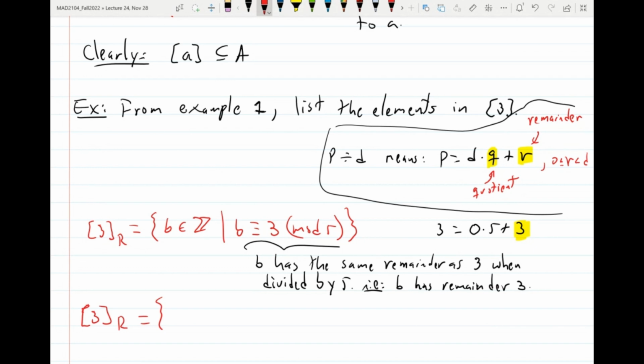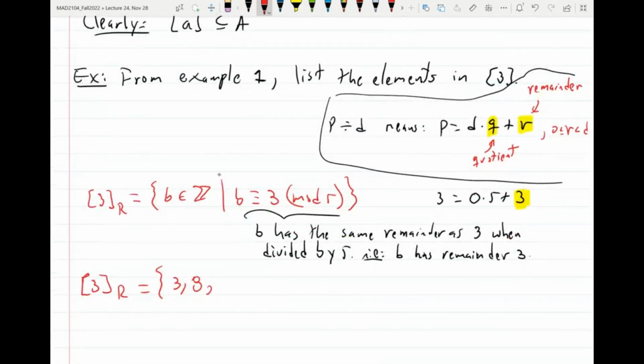So what are they? 8. So we have 3. 8 is also there, right? 13. What else is there? 13. What else? 18. What else? 23. Yes? Do you understand what's going on? You are only telling me positive stuff. Do we have any negative numbers in here? -3. No. The negative side is typically a little bit more.